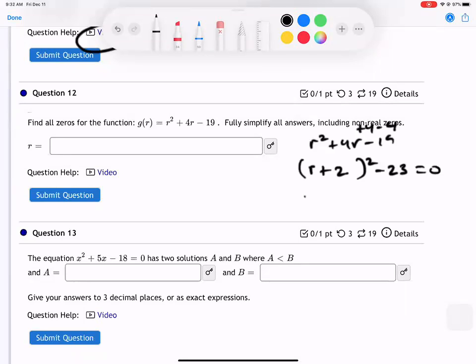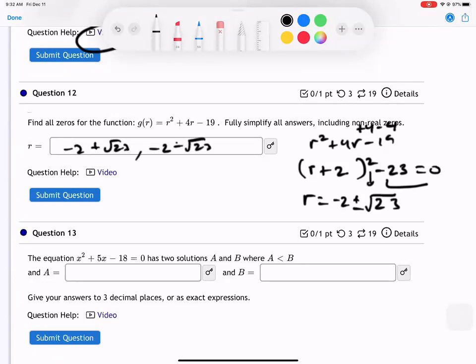And now our answer is going to be r is equal to, get rid of the 23, is positive 23. Get rid of the squared, which is square root. Get rid of a plus 2 is minus 2, plus and minus. That's your answer. Negative 2 plus square root of 23, and negative 2 minus square root of 23.